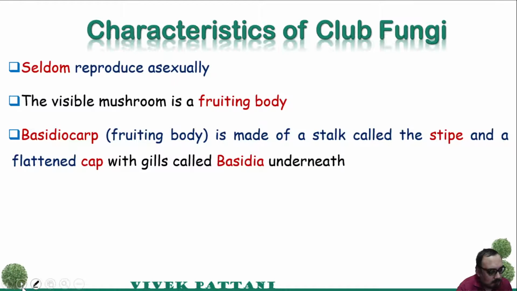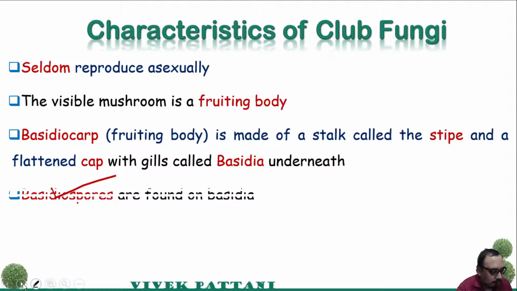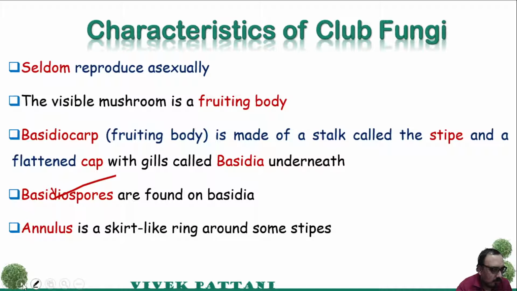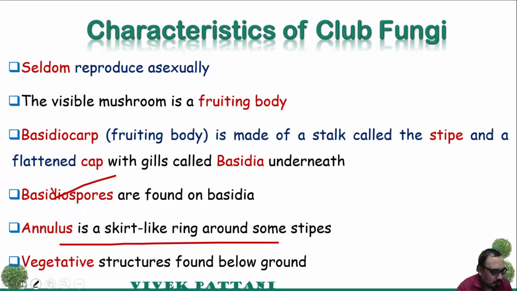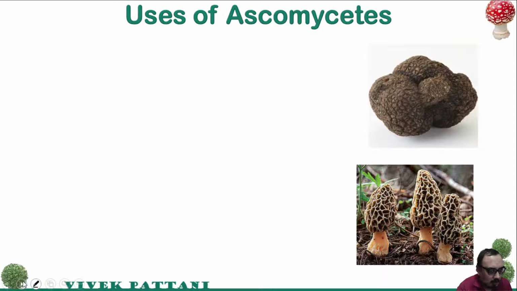The visible mushroom is basically a fruiting body, and the basidiocarp is made up of a stalk called the stipe, and the flattened cap with the gills called basidia. Basidiospores are found in the basidia, and the annulus is a skirt-like ring around the stipe. The vegetative structures are below the ground.